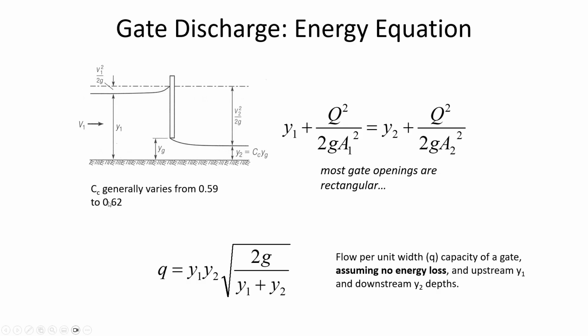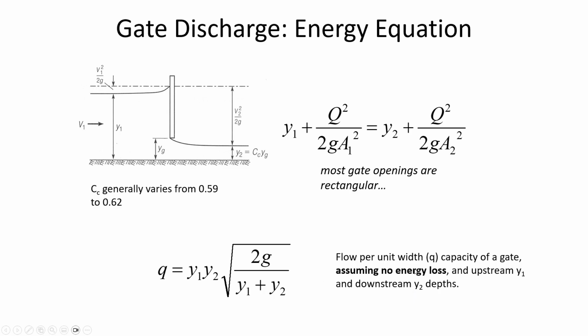So here, the coefficient of contraction is about 0.59 to 0.62, and so if the gate was open 1 meter, then that means that the flow depth after it continues accelerating would only be between 59 and 62% of that. So with gates, we can sometimes use the flow per unit width, so lowercase q can be calculated here, the capacity of the gate on a unit width basis, if we assume no energy loss, would be related to the upstream and the downstream depths.